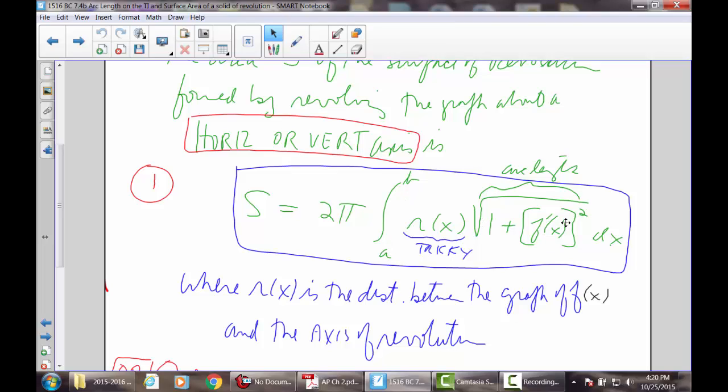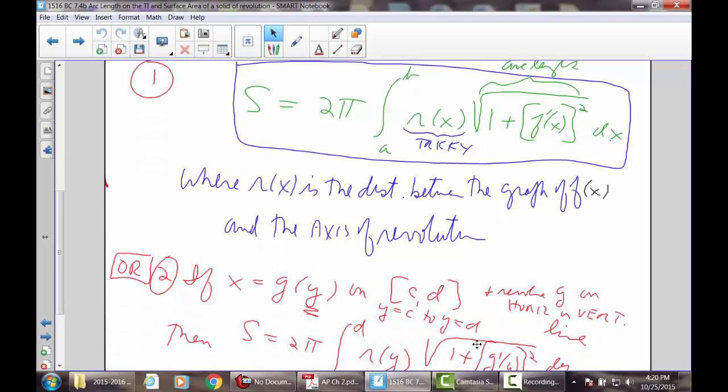So the f prime of x dx, and you remember that formula from 7.4a, the arc length is the square root of 1 plus the square of the derivative of f of x, and you take the integral of that. So you'll just find the derivative of your f of x, square it, and then you'll have this very complicated, in many cases, radicand. But the r of x is the tricky part. The r of x is the distance between the graph and the axis of revolution.